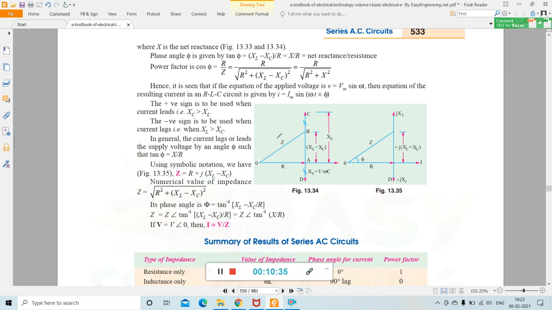So phase angle phi is also here. We can write tan phi is equal to XL minus XC divided by R, or you can write X by R, that means net reactance by resistance. This is tan phi. So if we need to find phi, then phi is equal to tan inverse of X by R.